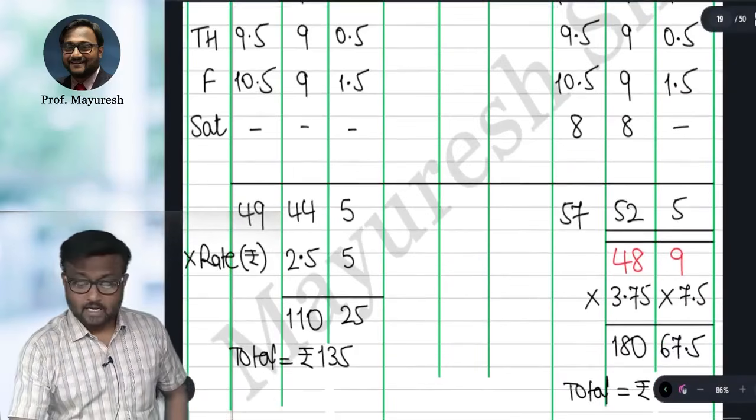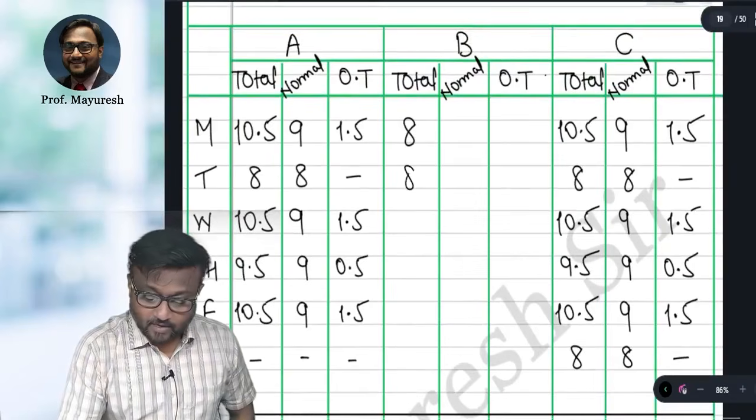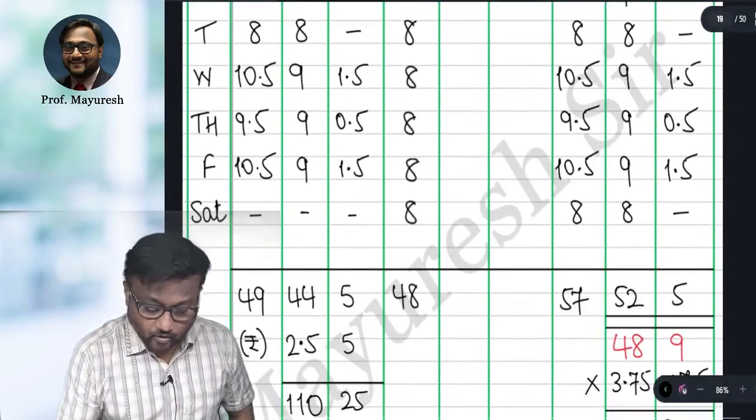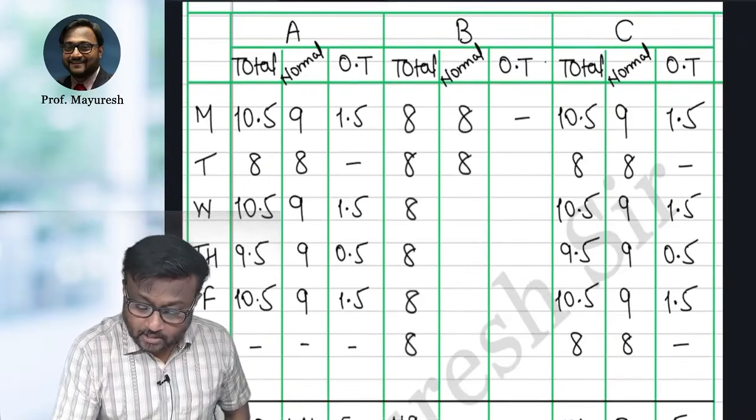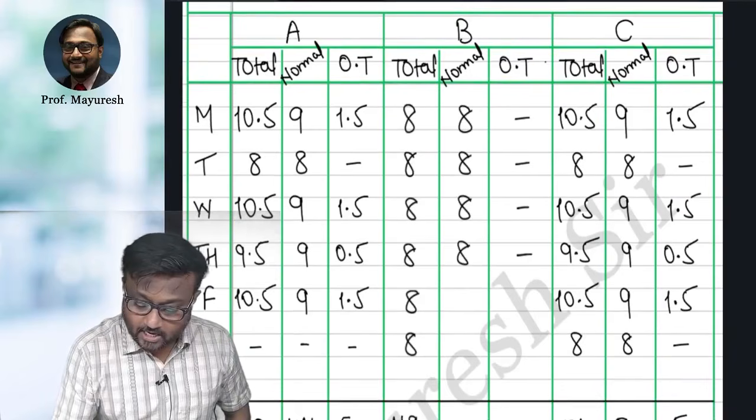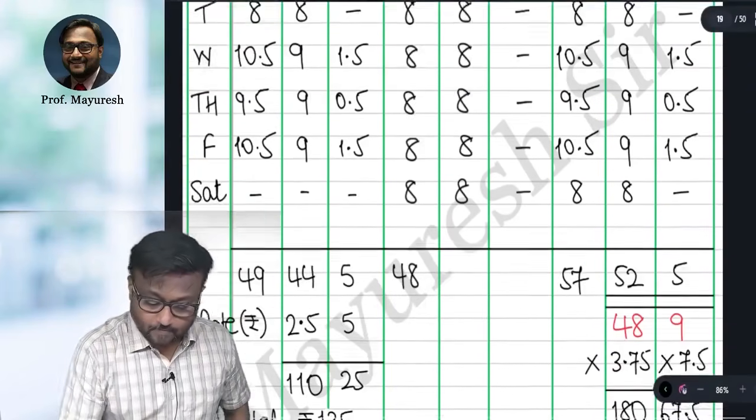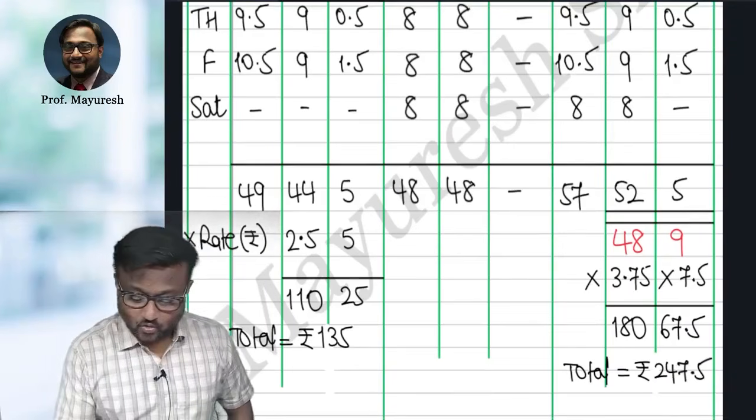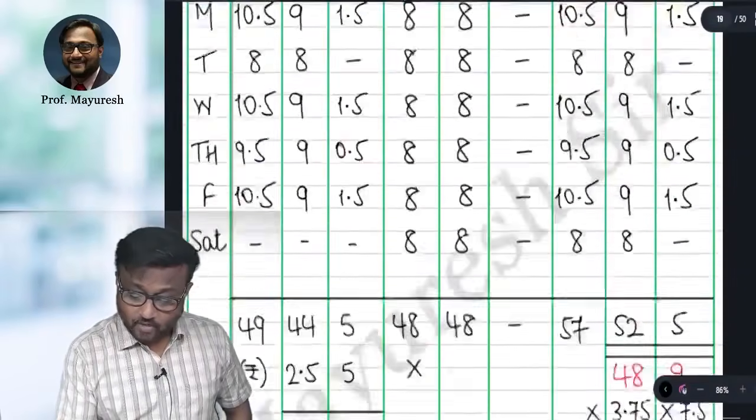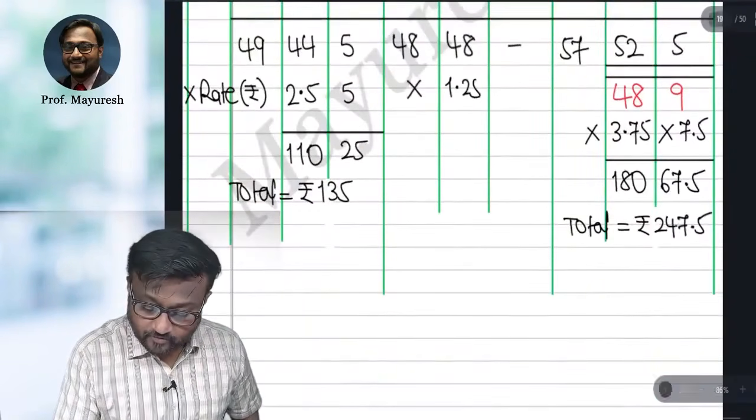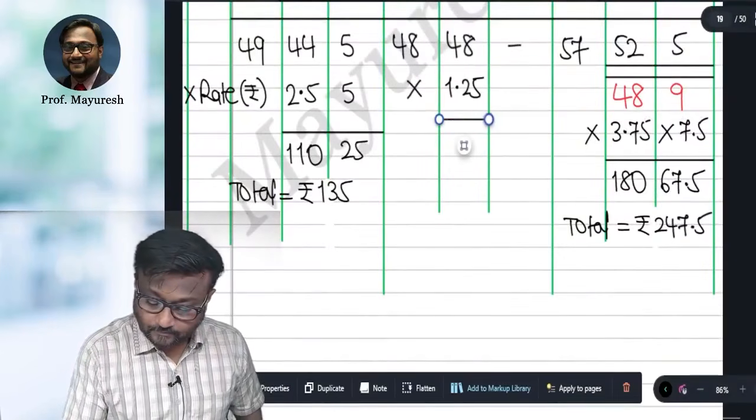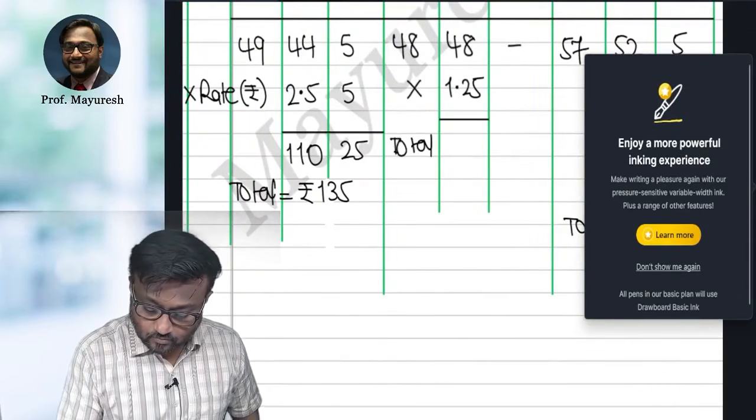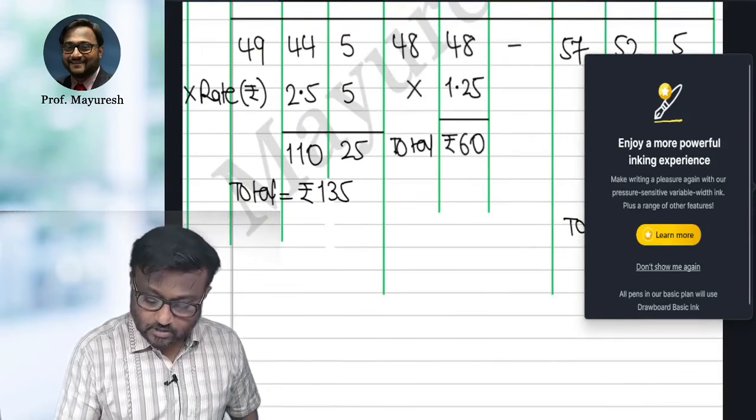Very clear? Acha, B is my favorite. B has worked for 8 hours in a day. Weekly, he has worked for 48 hours. So neither has he crossed 9 hours in a day, nor has he crossed 48 hours in a week. So no overtime will be paid. Straight away you can apply his rate of 1.25. How much will be the labor cost? 60. That's it. End of it.